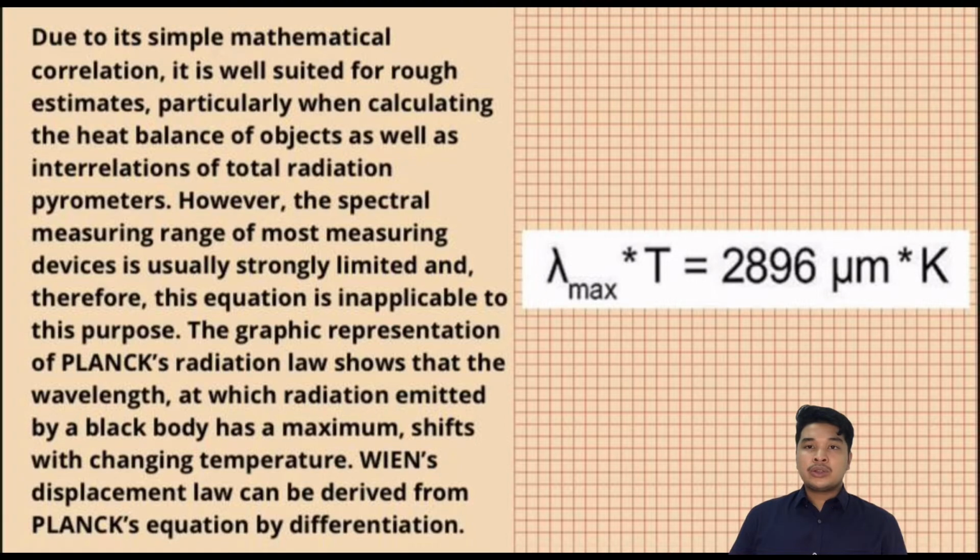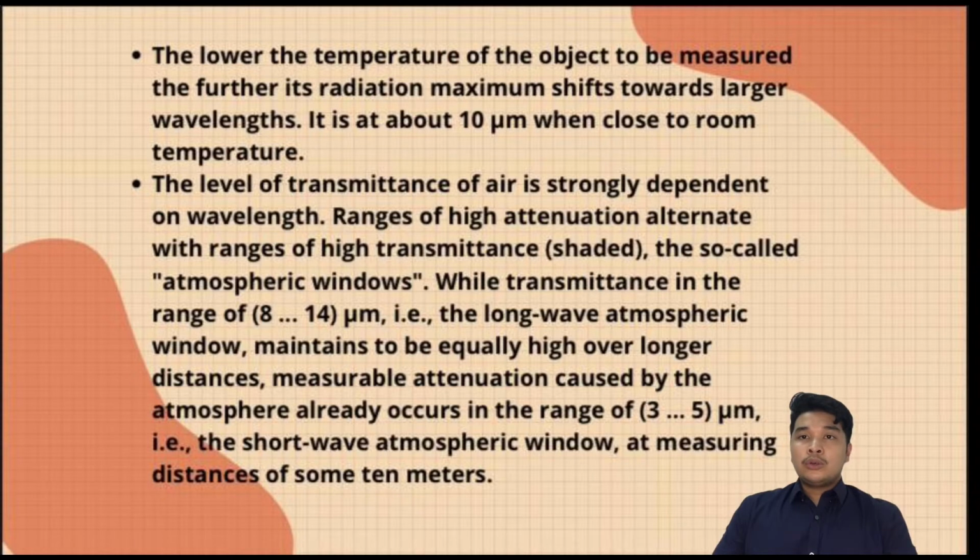However, the spectrum measuring range of most measuring devices is usually strongly limited, and therefore this equation is inapplicable to this purpose. And so, the lower the temperature of the object to be measured, the further its radiation maximum shifts toward larger wavelengths. It is about 10 pico m when close to room temperature.